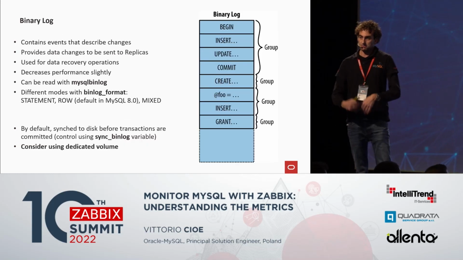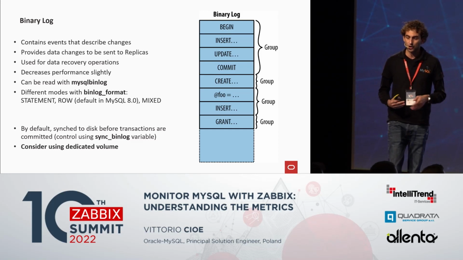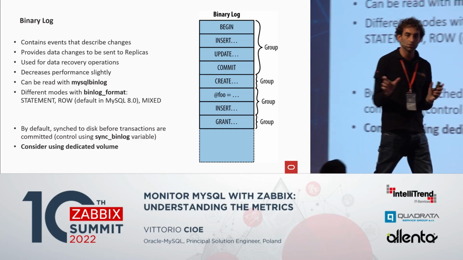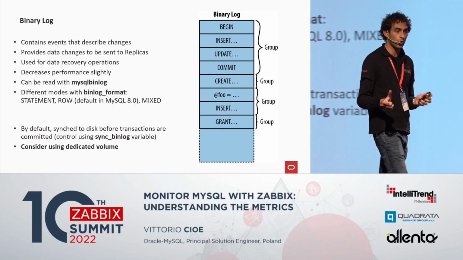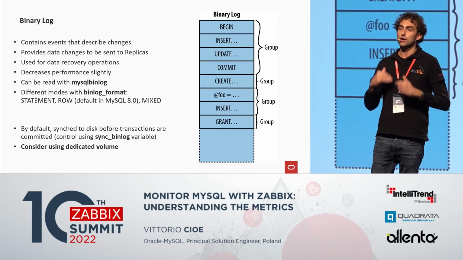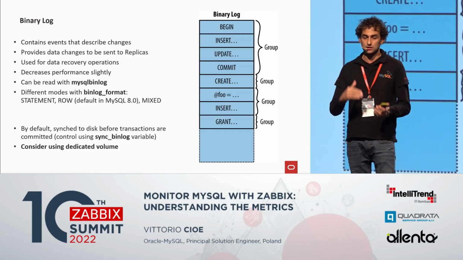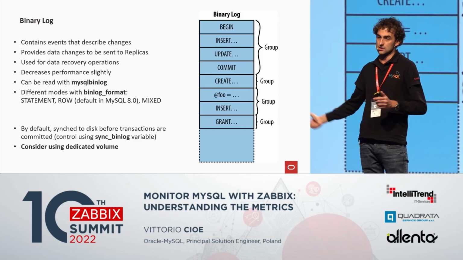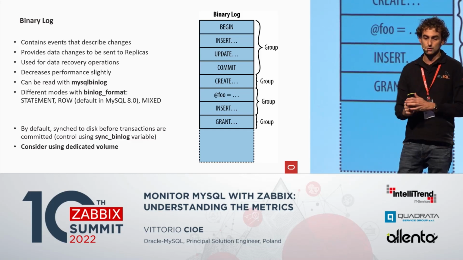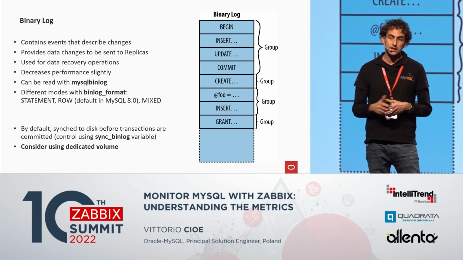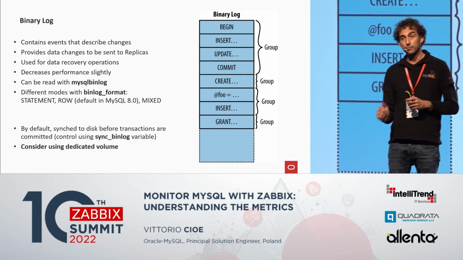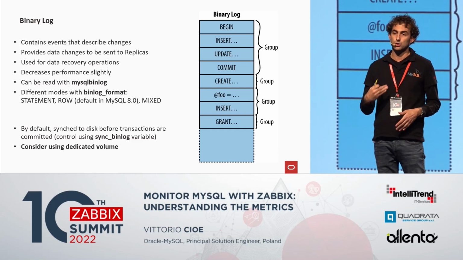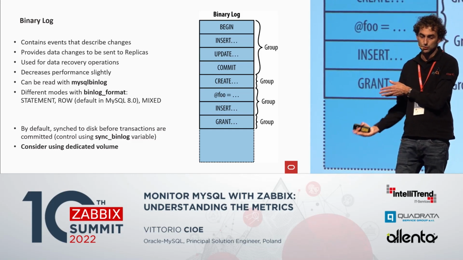Now, something more friendly, the binary logs. So the binary logs contain binary chunks, so data in binary format, describing the changes which are happening in the rows. So whenever something is written, that change is taken in binary format and is written into the binary log. They slightly decrease performance, but they're very useful. They're useful, for example, for point-in-time recovery and for other things which we'll see.